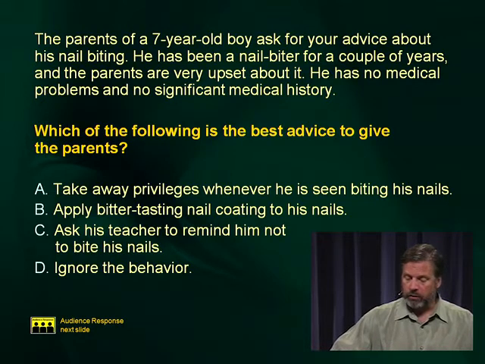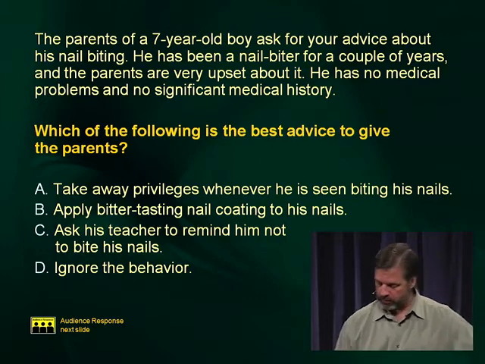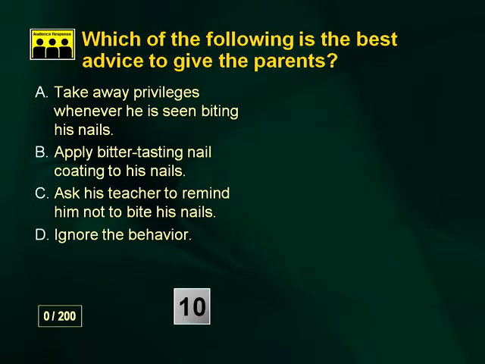A, take away privileges whenever he's seen biting his nails. B, apply bitter-tasting nail coating to his nails. C, ask his teacher to remind him not to bite his nails. Or D, ignore the behavior. Which is the best choice?